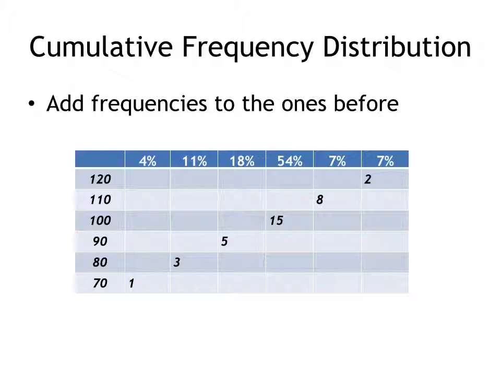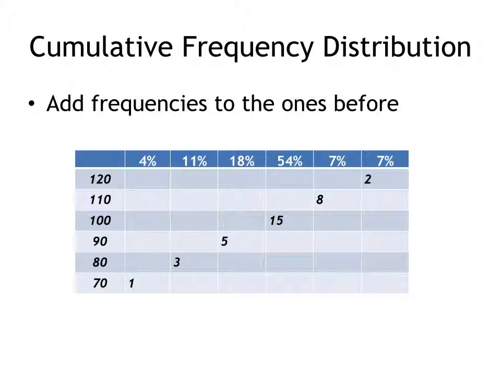So if I have IQ scores for 34 students, I want to know how many students are above or below the 100 point. So I've got one student at 70, and that represents 4% of my sample. I've got 3 students at 80, and that represents 11% of my sample. And I've got 5 students at 90, and that represents 18% of my sample. And I've got 15 students at 100.